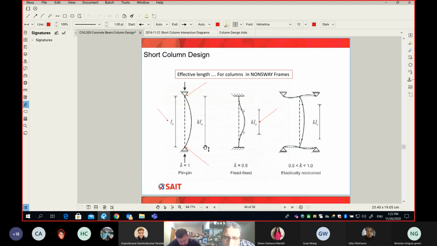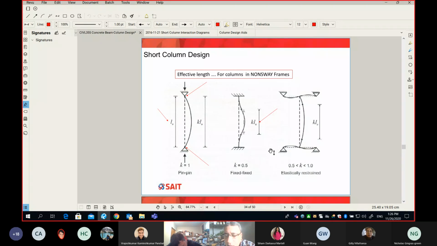Now, I guess you can imagine what happens if one end is fixed and one end is hinged. What do you think is the value of K? Any guess? 0.75? It is 0.7. So when you fix one end and the other end is a hinge, it will be 0.7.